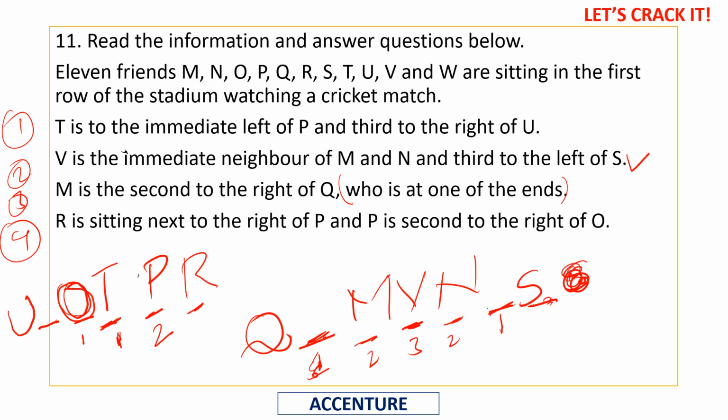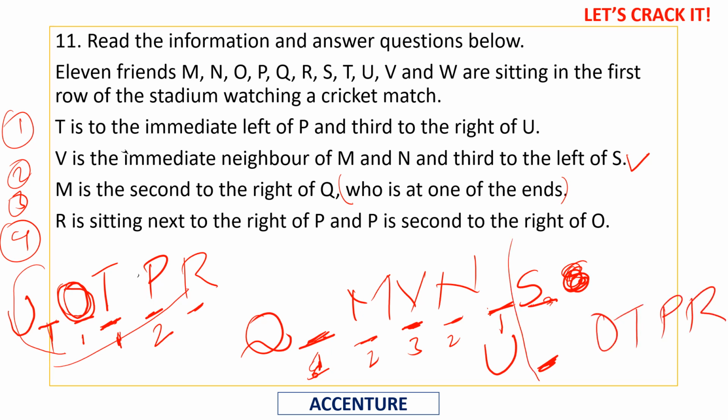But the clue here is Q is one of the ends. So knowing that, we can simply say that R must be the other end. So in order to make that, I can just insert this part, whatever I got here. If I fix U here, the missing part will be S. So the missing part will be S, U, O, T, P, R. So S will be the missing part.